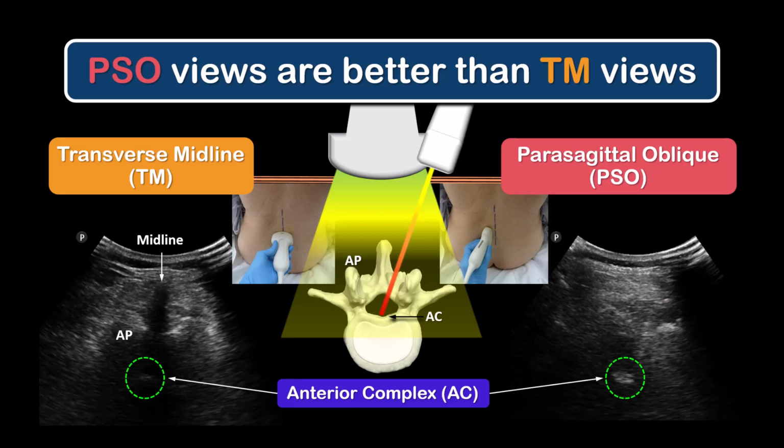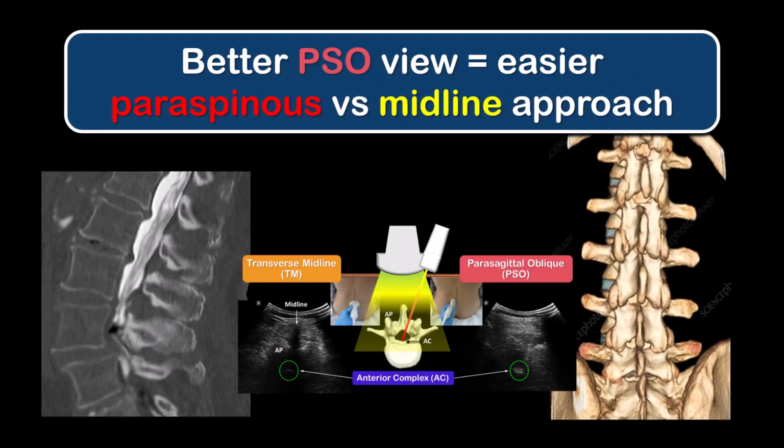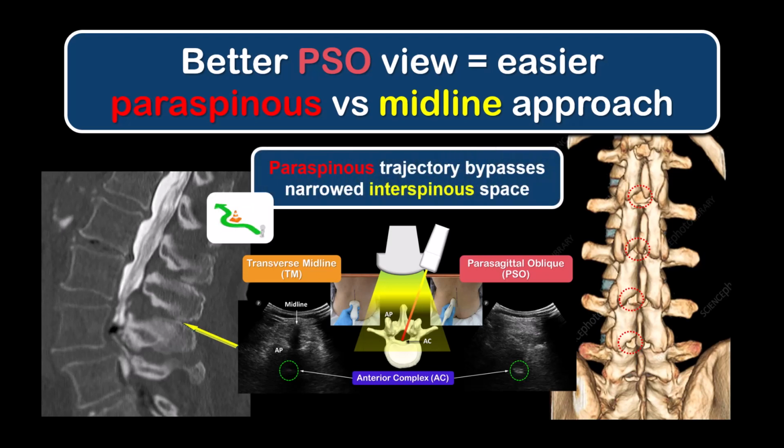And so our needle will also be able to enter the epidural or intrathecal space through the same soft tissue interlaminar window. Anytime the anterior complex is more easily visible in the parasagittal oblique view than the transverse midline view, this implies that the paramedian interlaminar window is wider than the interspinous window. A paraspinous approach is therefore more likely to be easier and more successful compared to a midline interspinous approach.